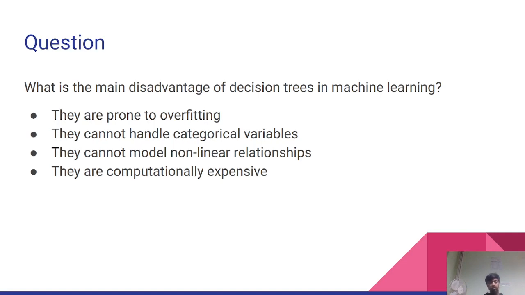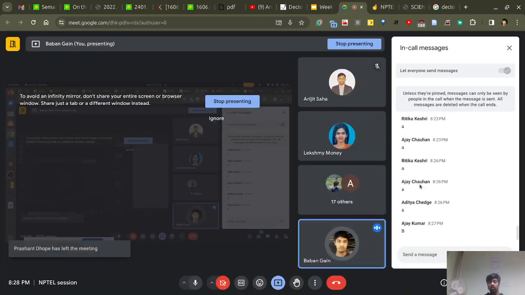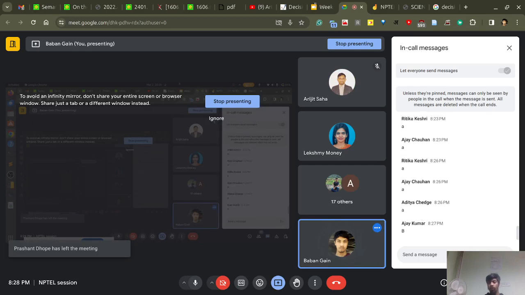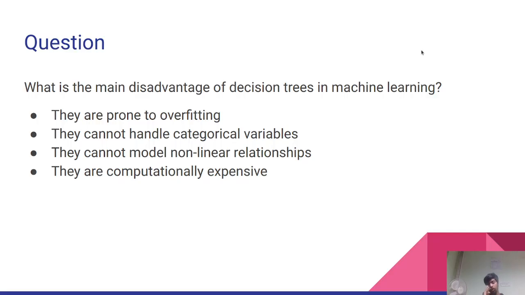Another option is that they cannot model nonlinear relationships. This again is not true. They can handle nonlinear relationships, because in a perceptron we cannot do nonlinear things, but in the decision tree we have multiple decision points, and we can map a complex function with that. So this statement is false, not correct at all. The previous one is kind of correct, but again not that expensive.